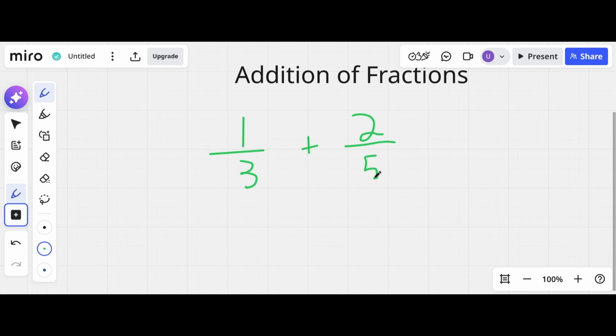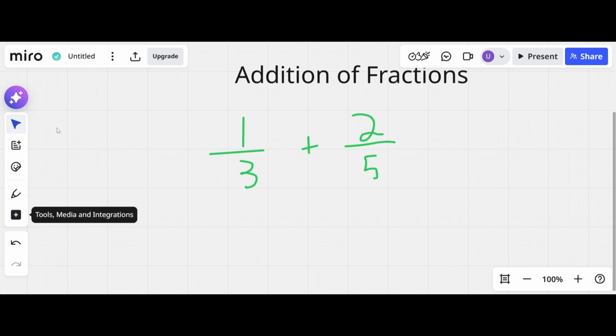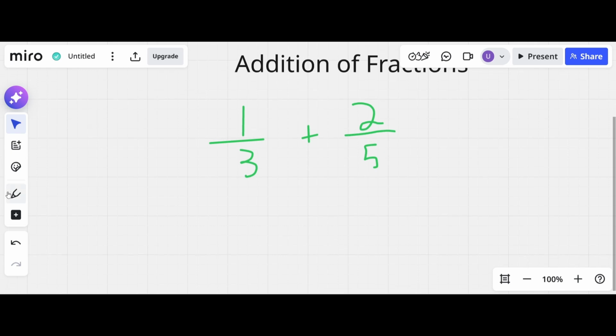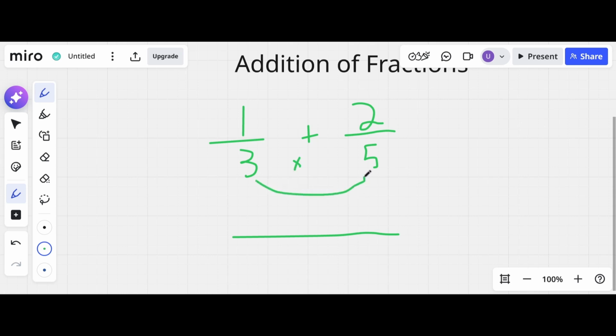the top number, which is called the numerator, with the common denominator, right? Common denominator actually means the bottom number. So we're going to come up with a better way of doing this. First we find a common denominator. How do you find the common denominator? We multiply the two bottom numbers.